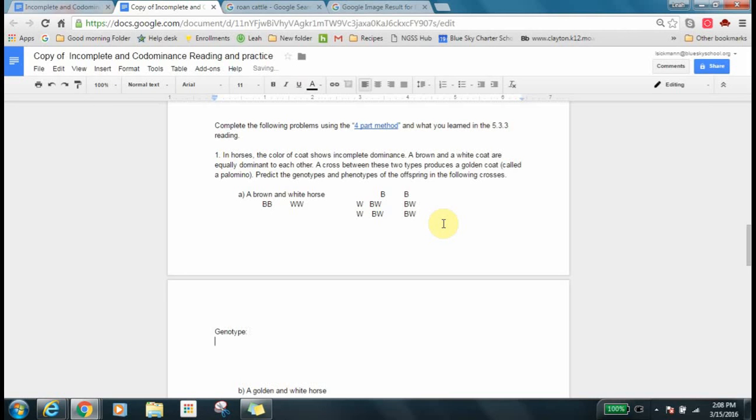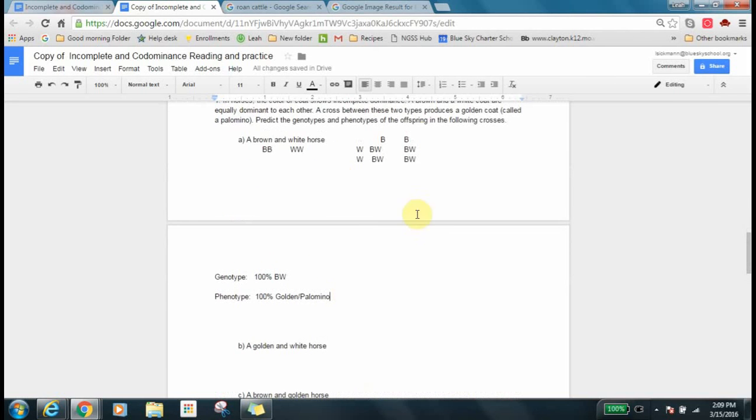So you would get something like this, and then you would give me an answer. Here's genotype and phenotype, because they're asking you what the genotypes and phenotypes are. Remember, genotypes are like the genetic expression. So we had 100% be white. Actually, I'm showing you what you do with a brown and white. And then the phenotype would be that you'd have 100% of the palomino or golden. There you go. That's all you have to do for all the problems on here. So do the cross, do the genotype and phenotype, and you'll be done.